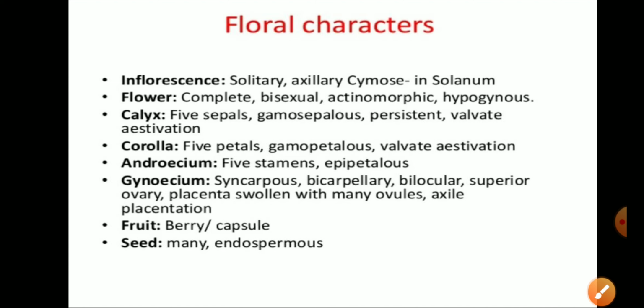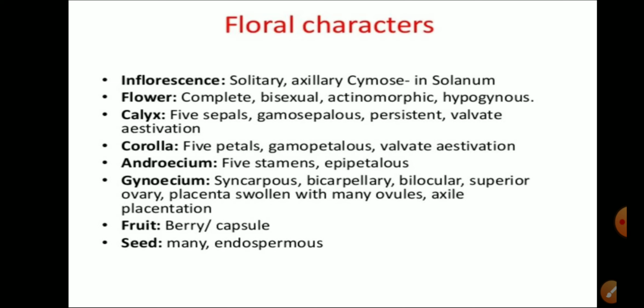Floral characteristics: inflorescence is solitary, axillary, cymose type in Solanum tuberosum. Flower is complete, bisexual, actinomorphic. Hypogynous type of ovary is there. 5 sepals, 5 petals. The sepals and petals both are fused, and valvate estivation is there. Androecium: 5 stamens are present and epipetalous, that means they are fused to the petals. Gynoecium: syncarpous, bilocular superior ovary. Placenta swollen with many ovules, axile placentation.